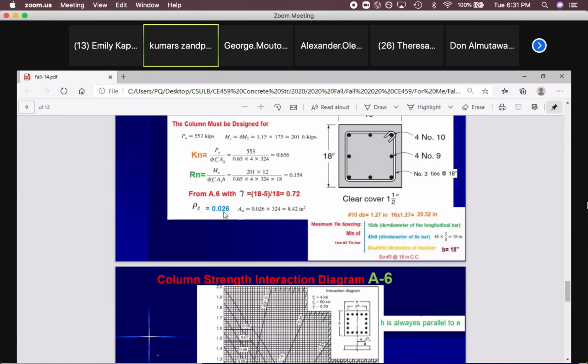Divided by 100, because 2.6% divided by 100 means this, times the total cross-sectional area of the column, 18 by 18, means this one. Then we pick number 10, number 9. You could go with 8 number 10. It's much bigger than this, but it's way stronger than what you want. So try to be as close as you can. So that's the answer. Did I give you the answer? Yes, thank you. Okay. Any other question?